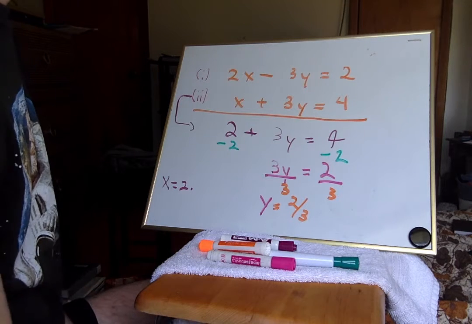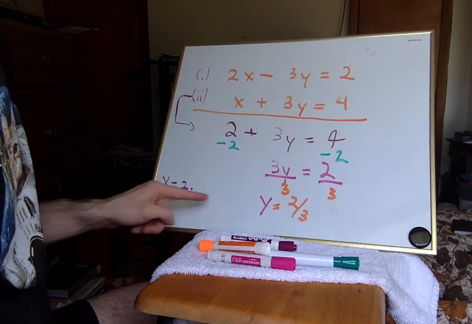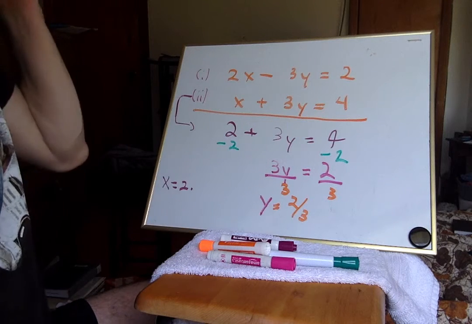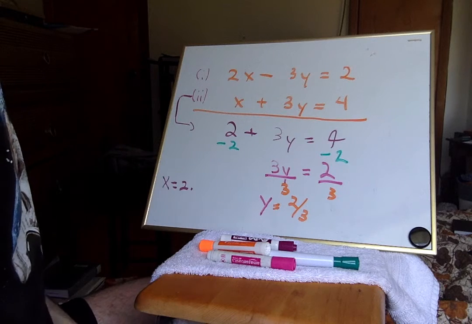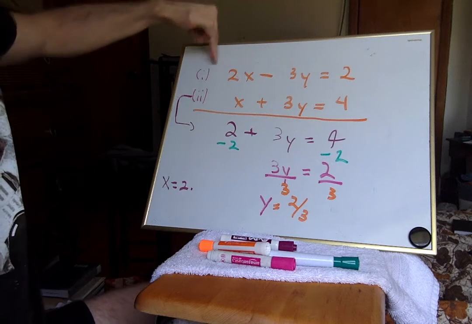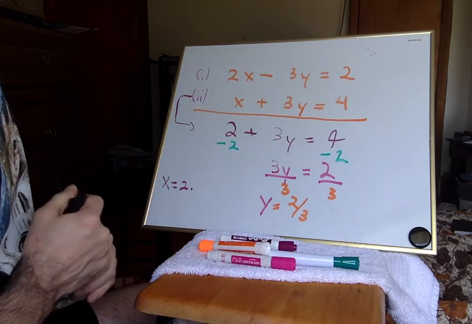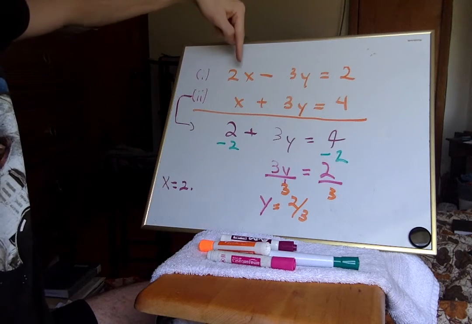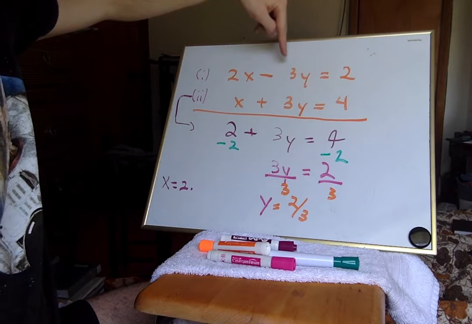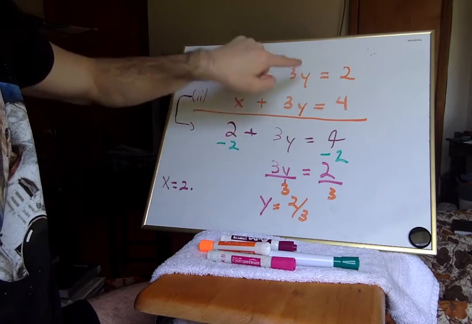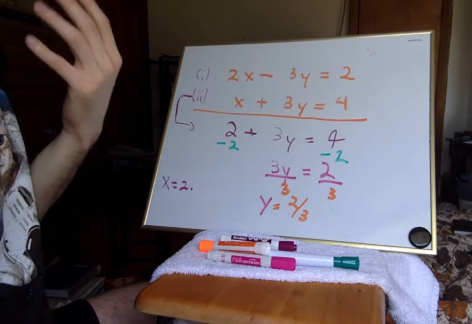Great, so we just finished the elimination method. We saw that x equals 2 and y equals 2/3. This is perfectly correct. You can take that pair x and y, and plug it into equation 1 or 2, and both of them should be satisfied. If I plug in 2 here, I get 2 times 2 is 4, minus 3 times 2/3, which is 2. So 4 minus 2 equals 2, right?